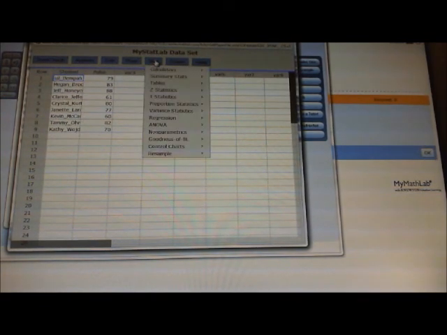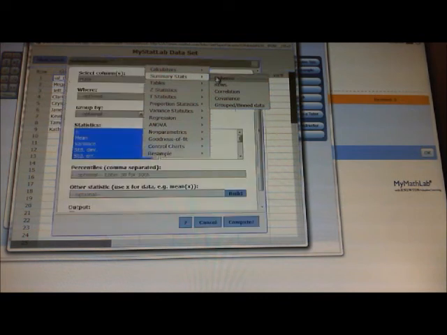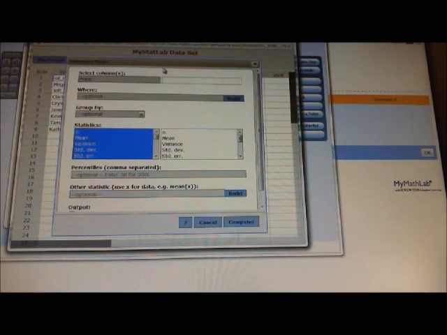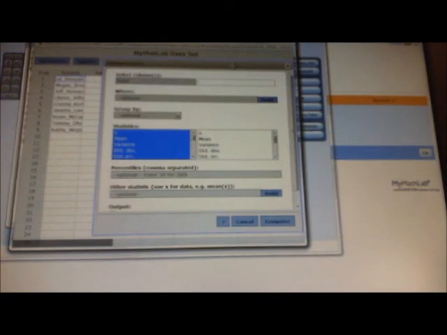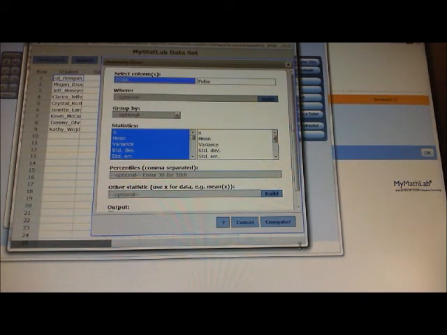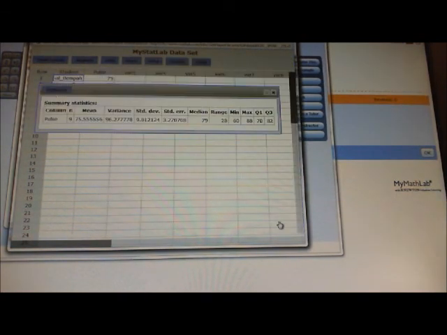All you need to do to calculate these is go to Stat, Summary Statistics, and we have a column of information. My column of information is in Pulse, so I'm going to click Compute, and it should give me everything that I need. It gives me my mean, my variance, my standard deviation, I have my median, my range, my minimum, my maximum, my Q1, Q3.